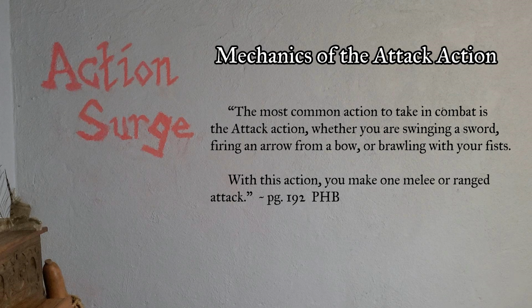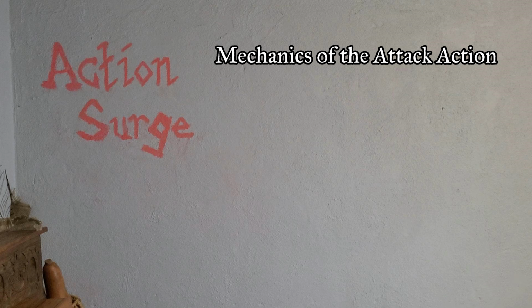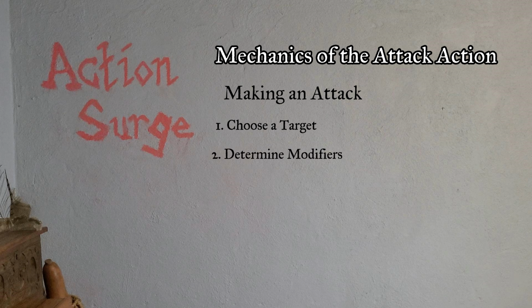As stated, the most common action to take in combat is the attack action, whether you are swinging a sword, firing an arrow from a bow, or brawling with your fists. With this action, you may make one melee or ranged attack. Going a step deeper into the rules for making an attack, you will do 3 things. 1, you will choose a target. 2, you will determine modifiers. And 3, you will resolve the attack.